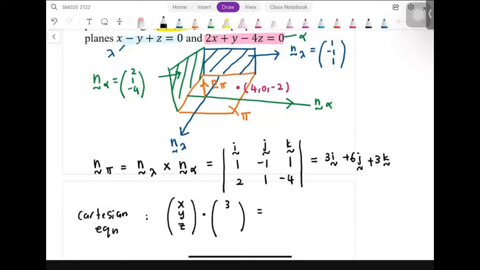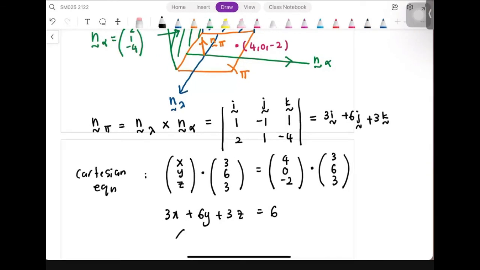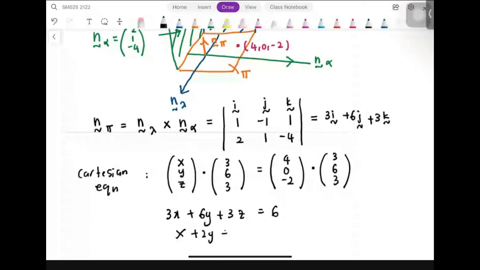So 3, 6, 3. A is point on the plane. Baru masuk tadi. 4, 0, negative 2. Dot with normal. So 3, 6, 3. Simplify this out. We get 3x plus 6y plus 3z equal to 12 minus 6. So 6. Once again, we can simplify all the coefficients. So, x plus 2y plus z equal to 2.